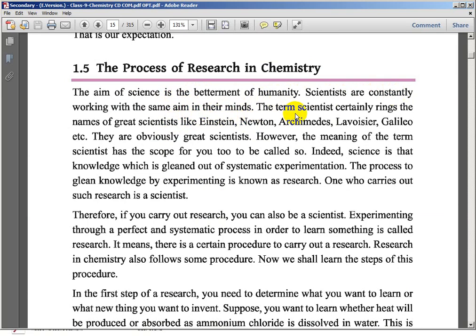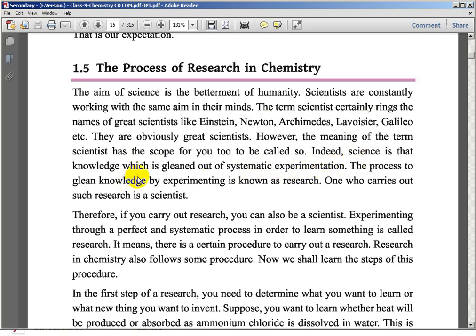The term scientist certainly brings to mind the names of great scientists like Einstein, Newton, Archimedes, Lavoisier, Galileo, etc. They are obviously great scientists. However, the meaning of the term scientist has the scope for you to be called so. Indeed, science is that knowledge which is gleaned out of a systematic experimentation.